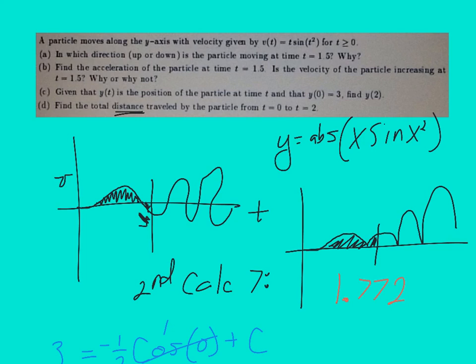Okay, don't confuse part C and part D together. Part C is just where it is. What was the distance traveled? It went 1.772 units over this interval.